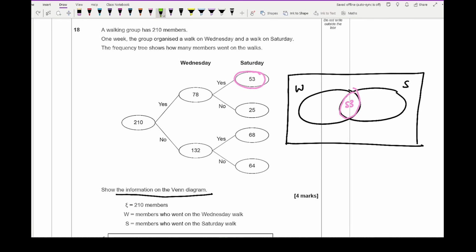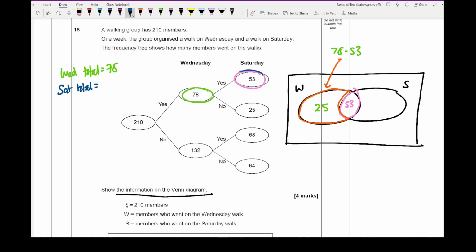Now in terms of the Wednesday total, that is going to be equal to 78. So this bit here, if I just highlight that bit there, and let me just finish writing this off, is 78. So this bit here is going to be 78 minus 53, which gives me an answer of 25.